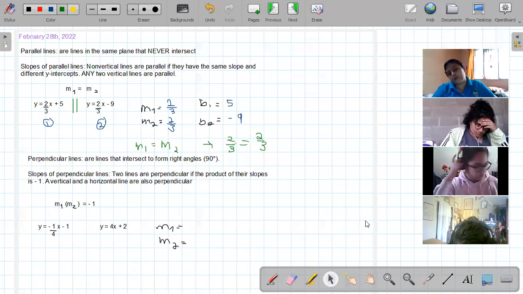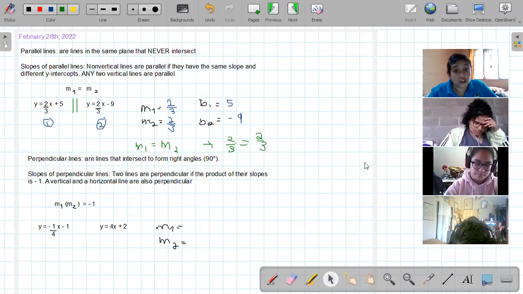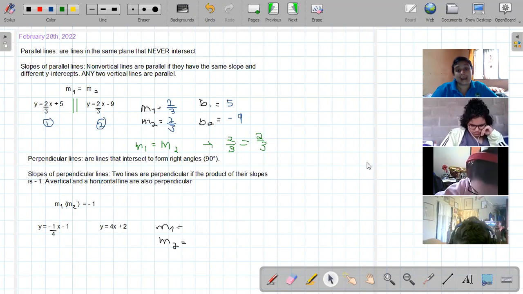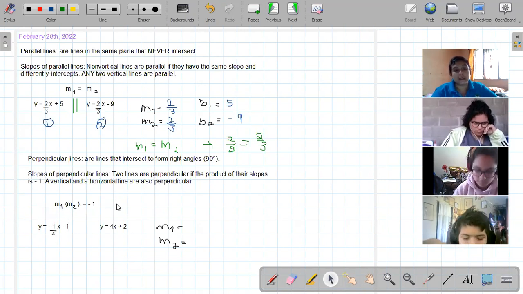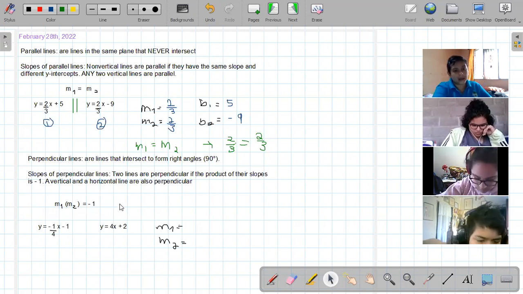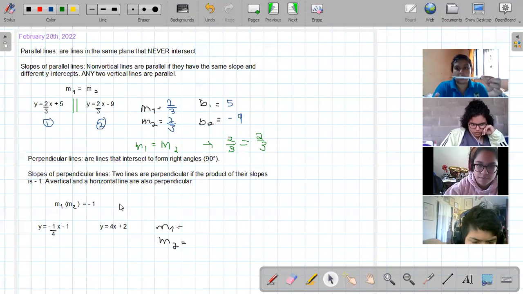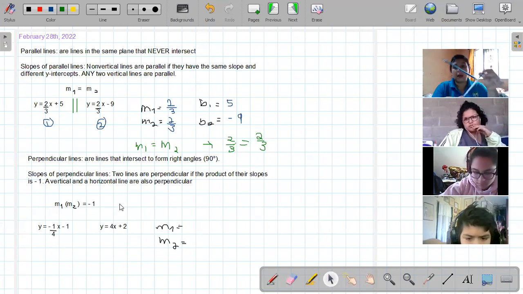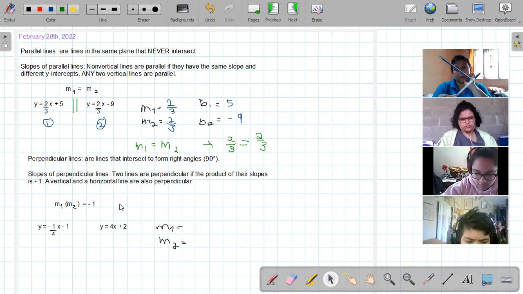So now, the slopes of perpendicular lines, what are they? Two lines are perpendicular if the product, the multiplication of their slopes, is -1. If you multiply slope 1 times slope 2, it has to give you -1 in order for us to say that it is a perpendicular line. Any vertical line with a horizontal line will always be perpendicular. Now you can have it in your coordinate plane like that, and that will be perpendicular, and they're not a vertical and a horizontal line. They're just two inclined lines that intersect in one exact point.